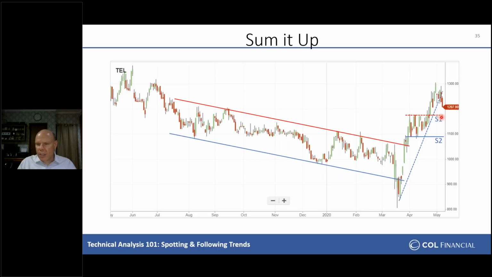This used to be a resistance area. Now, after breaking it, this will be acting as a support area. So if you're looking for a potential buy area, we'll wait for prices to either bounce from here or bounce from here before we look to buy back any position we have in PLDT.